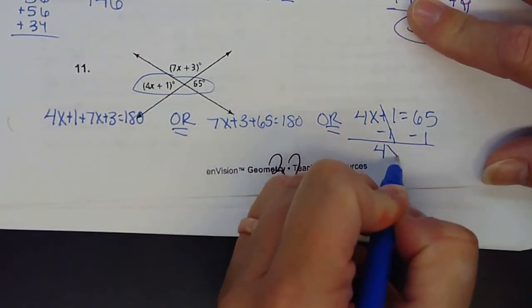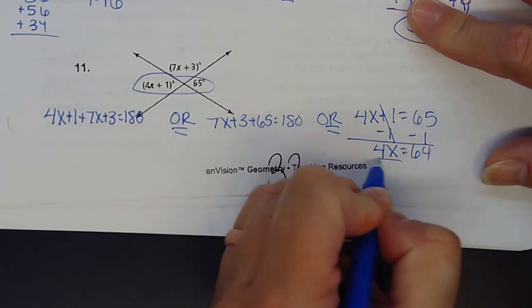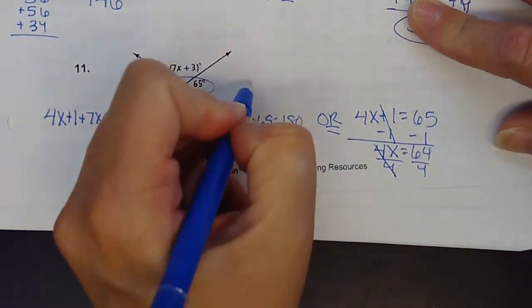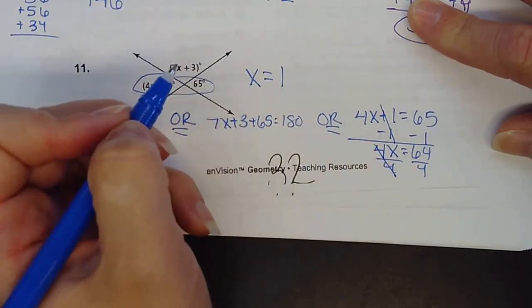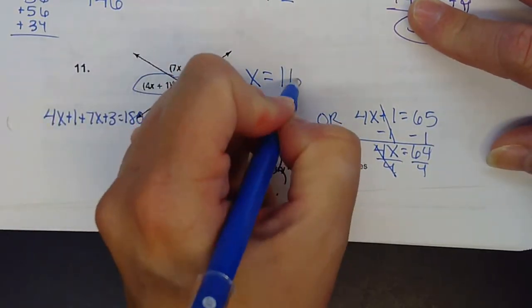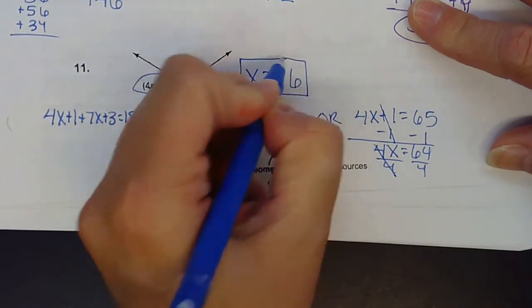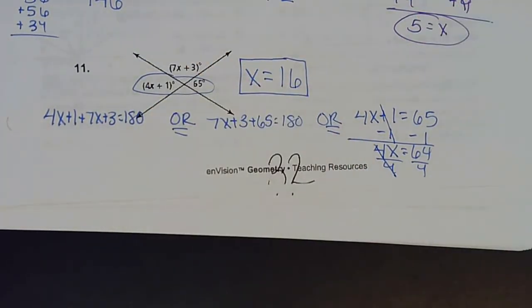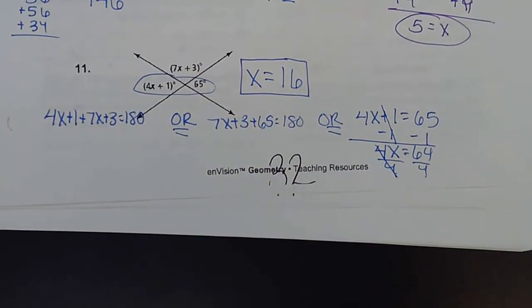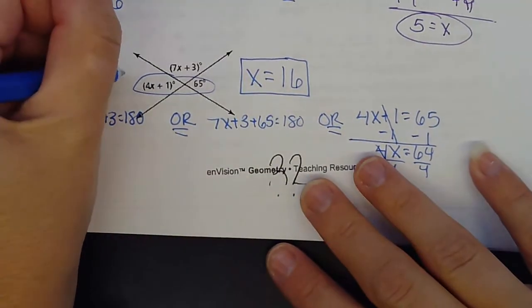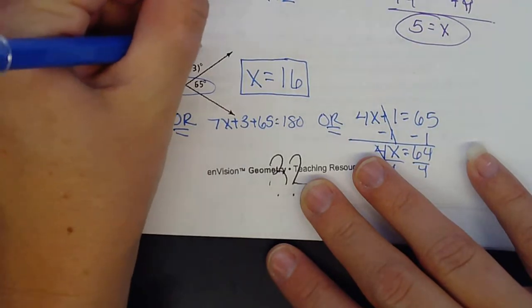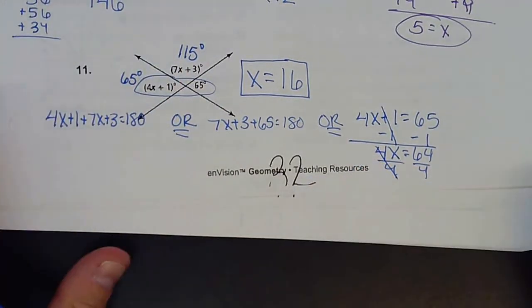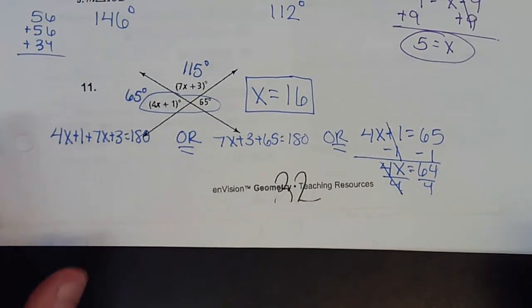Take the easy way out. And then divide by 4 and you get x to equal, let's see, 116. So x is 16. And then if you plugged it back in, you would get that this is 65 and this is 115. Any questions? Give me a second.